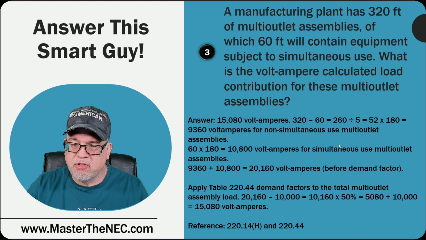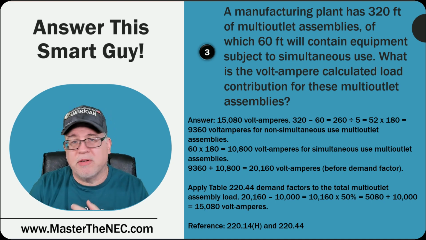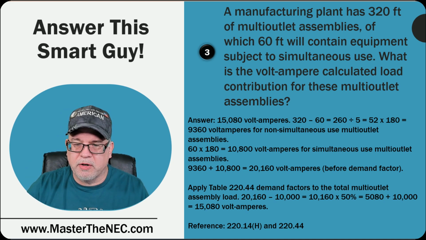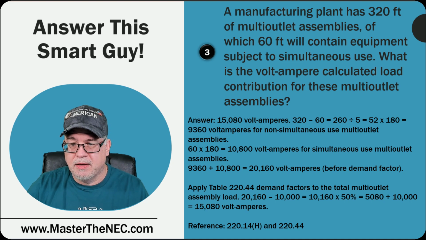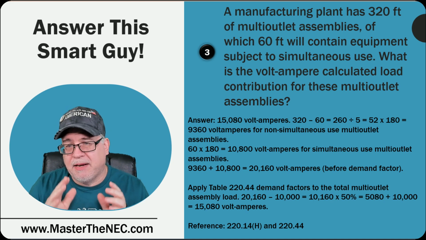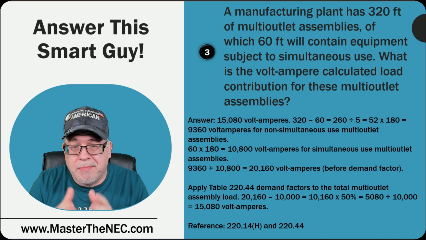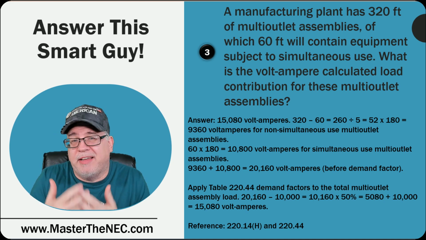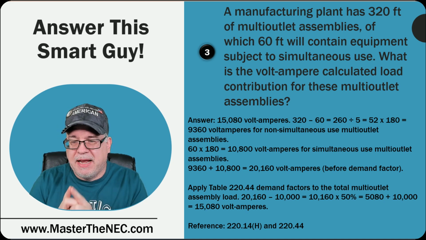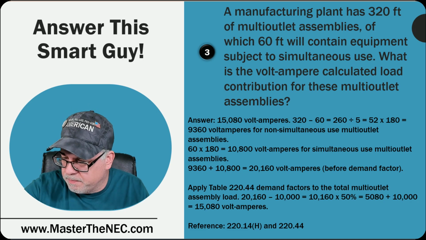Volt-amperes for simultaneous use. So you simply take the non-simultaneous use and the simultaneous use, you add them together, and that would be 20,160 VA. And now remember something. That is before you've even applied any demand factors yet. Oh yeah, there's more to do here. Because these are receptacles, it doesn't matter that they're multi-outlet assemblies, they are receptacles. And so we're allowed to apply 220.44, a demand factor, to those receptacles. It's a beautiful thing. Let's go look at the code and we'll talk about it.